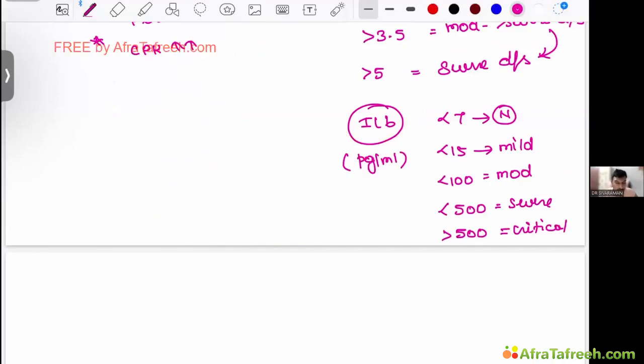Okay, so interleukin 6 is the one important thing which is going to tell you whether the patient is going into cytokine storm or not. It can be a predictor of cytokine storm. That is going to be your interleukin 6.